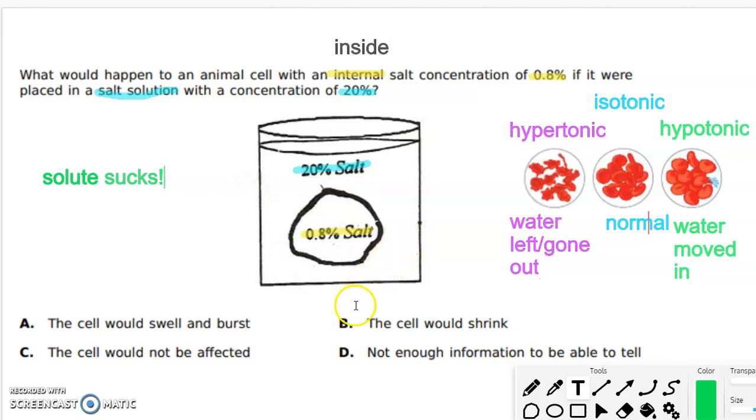So keeping that in mind, solute sucks, salt sucks. Think about which direction the water is going to move. Will it move into the cell, out of the cell, or both? And then choose the best answer.